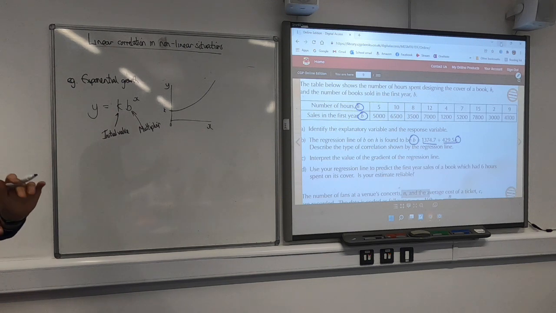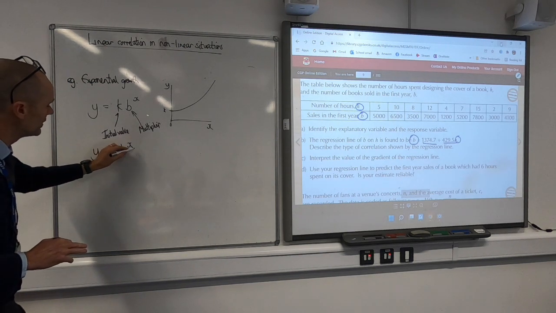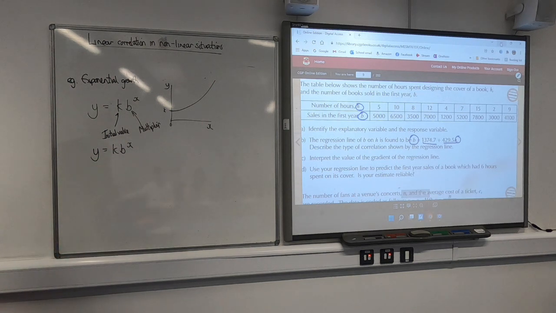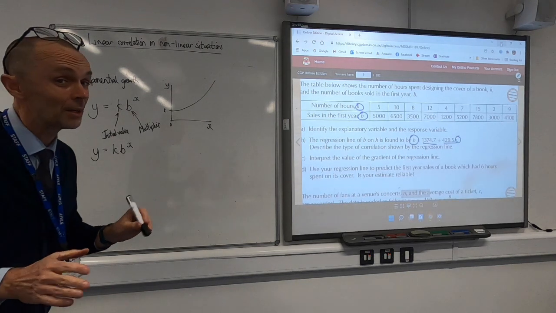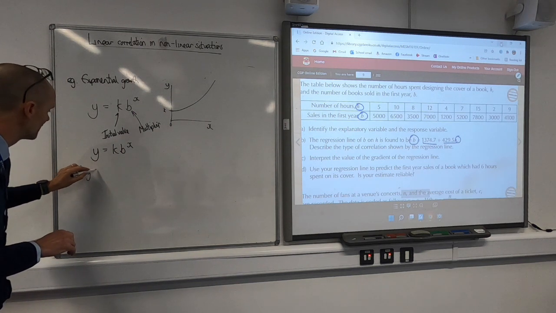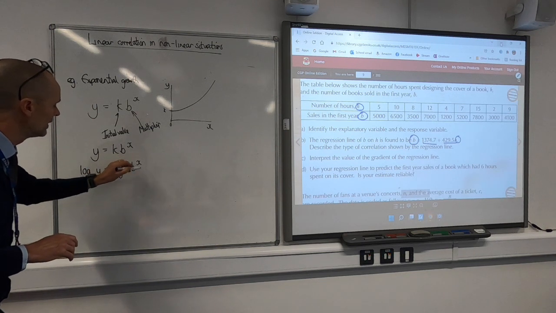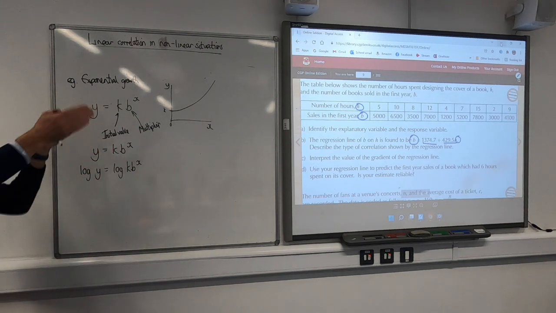We have done this at the end of last year without talking about scatter diagrams. So what we do is we take our equation and we log both sides. Now I could use logs to any base. I'm going to use log, that's log to the base 10, which means we don't bother writing the 10. So I'm going to log both sides. So I've logged that, and I've logged that as one thing.